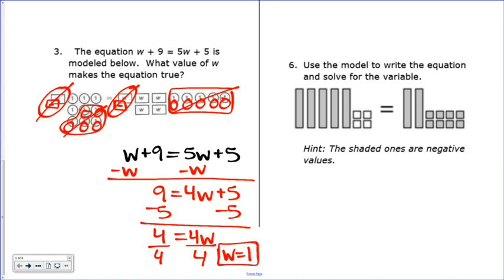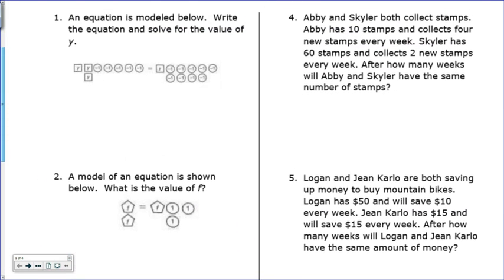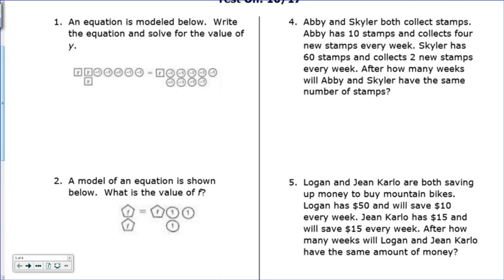All right, let's look at number 4. Abby and Skylar both collect stamps. Abby has 10 stamps and collects 4 new stamps every week. Skylar has 60 stamps and collects 2 stamps every week. After how many weeks will Abby and Skylar have the same number of stamps? So we need to figure out what our important information is.